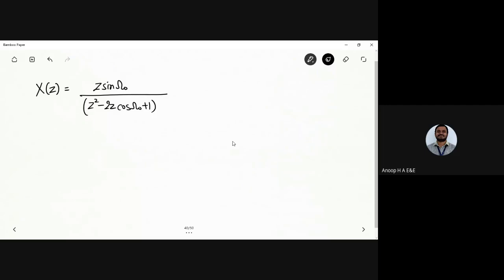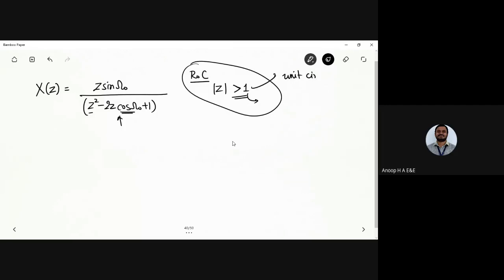This one would be for mod z greater than 1. Its ROC is mod z greater than 1. So this entire term over here will give me mod z greater than 1, and it would be the ROC, considering it to be a unit circle. Z minus 1 the whole square, and you can write it like this. You cannot write it as z minus 1, sorry. So you can write it as z squared minus 2z cos omega naught plus 1, where its ROC is mod z greater than 1, taking it as a unit circle.